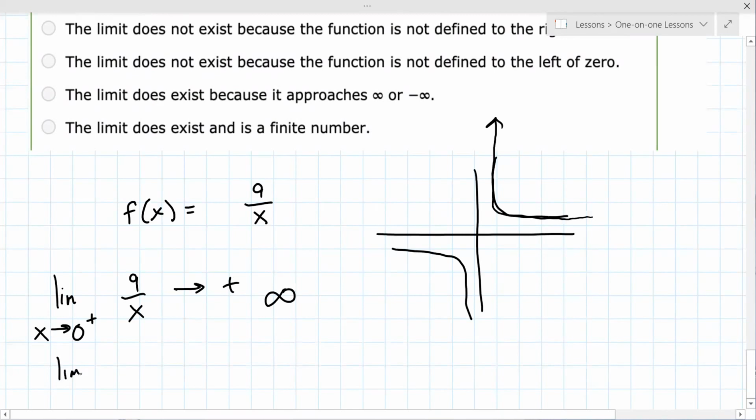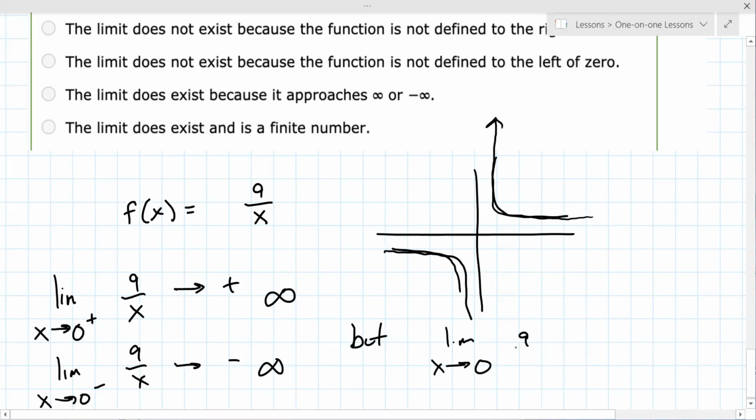The limit as x approaches 0 from the left, here, goes to negative infinity. So notice both of these exist. One-sided limits always exist, but the limit as x approaches 0 does not exist because they don't approach the same value. From one side, it approaches positive infinity. From the other side, it approaches negative infinity.